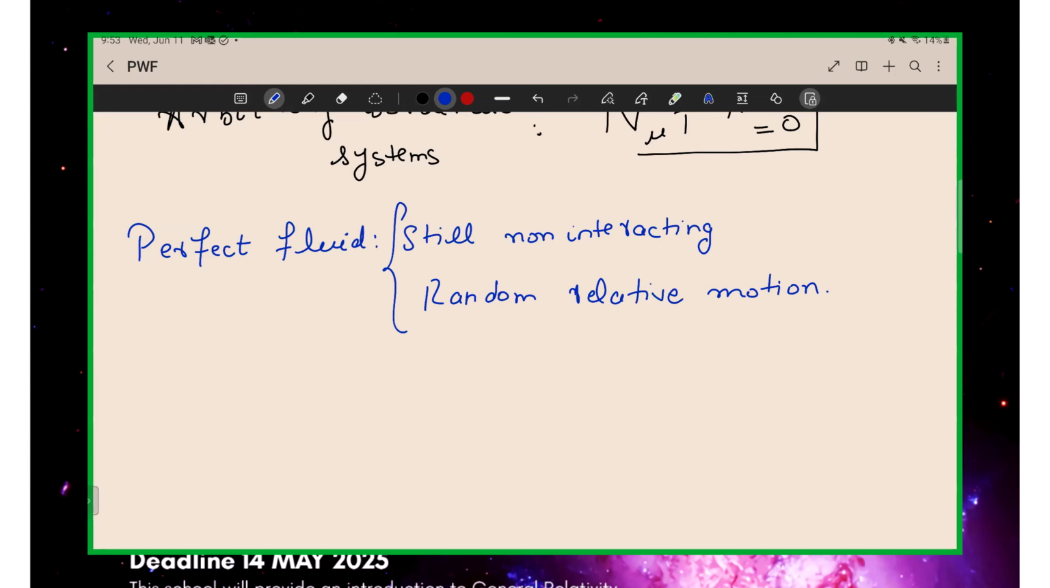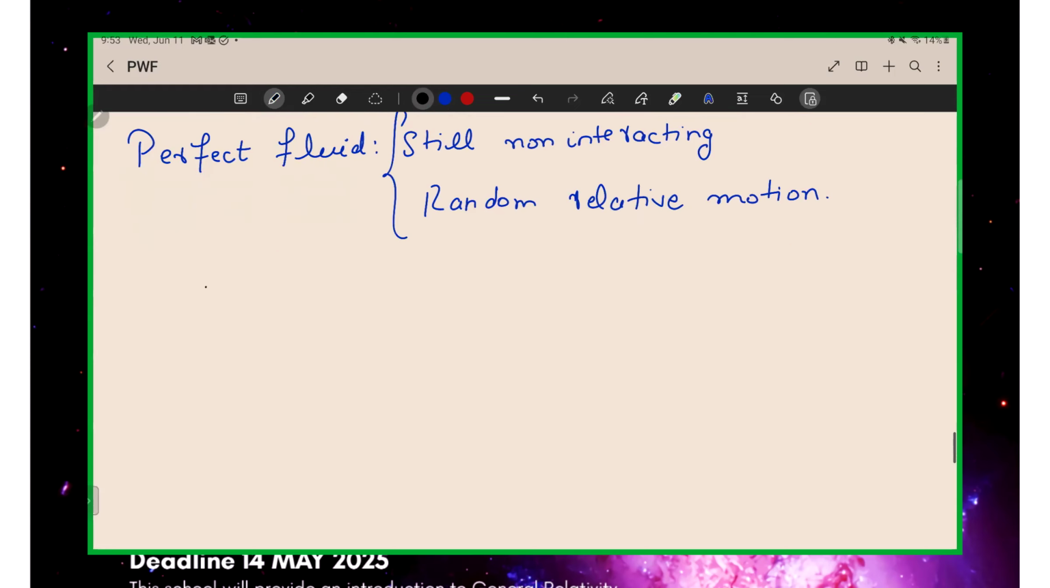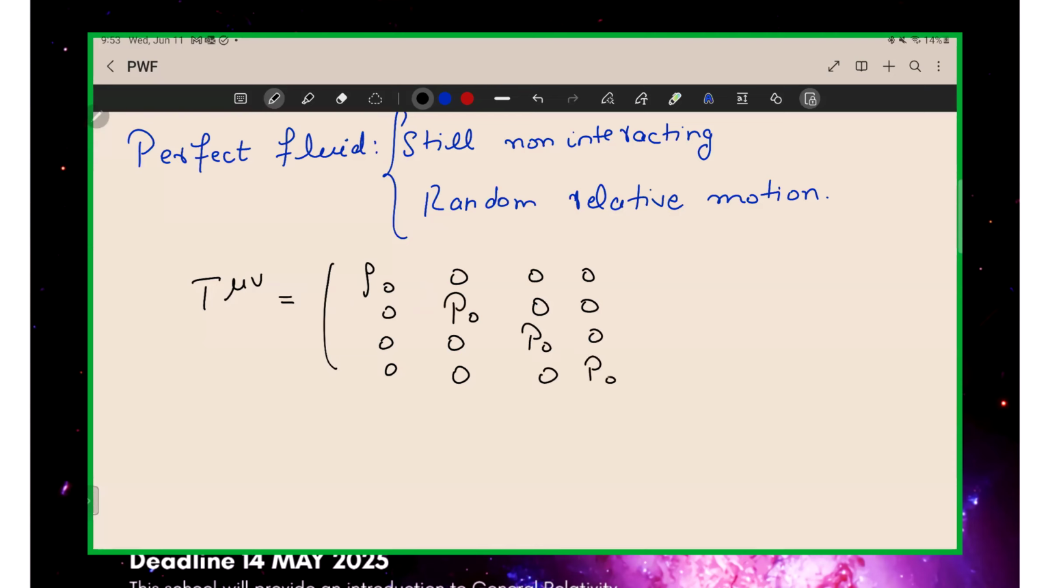Okay. Now I'm going to claim that the stress tensor for this perfect fluid is this: rho naught. And now you have a new quantity. Sorry, let me write it in the matrix form first. So rho naught, 0, 0, 0. Now you have a new quantity called the pressure. And that was not true in the case of dust, for example, right? So for perfect fluid, how does this pressure come about? We will discuss that.